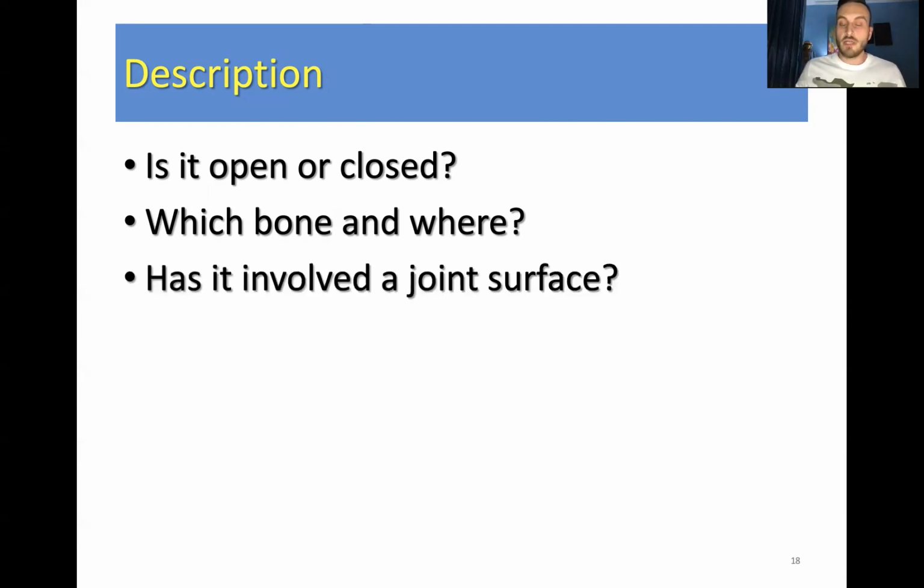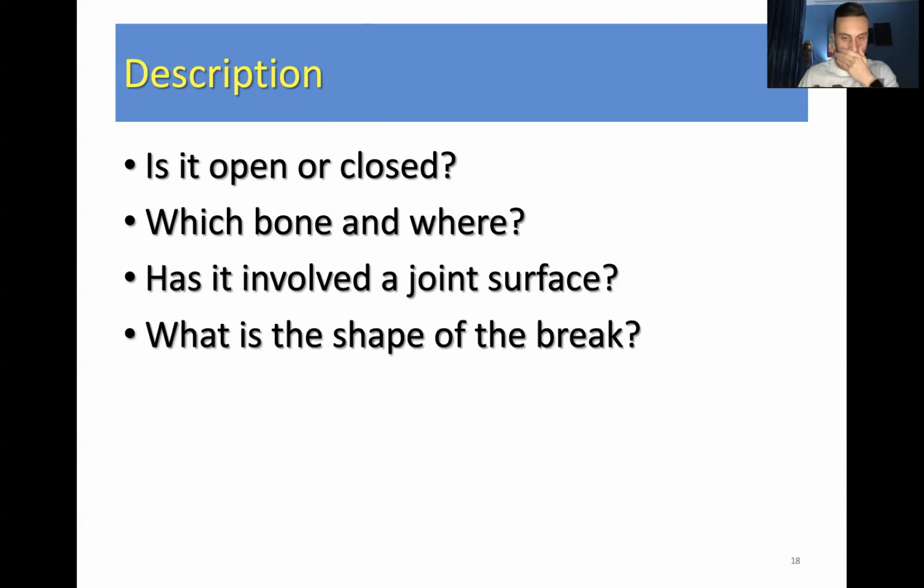Has it involved a joint surface? It's very important, guys, when you have a fracture to know if it is intra-articular or extra-articular. Is it inside the joint or outside the joint? Because if it's inside the joint, I will be thinking about osteoarthritis. This patient might have osteoarthritis, stiffness, muscle wasting because of the fracture, disuse, and so on.